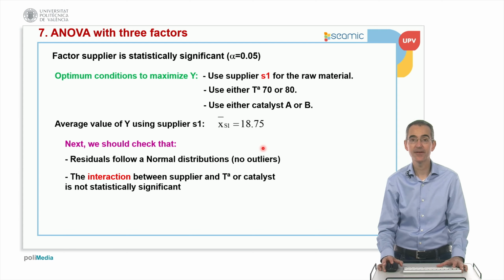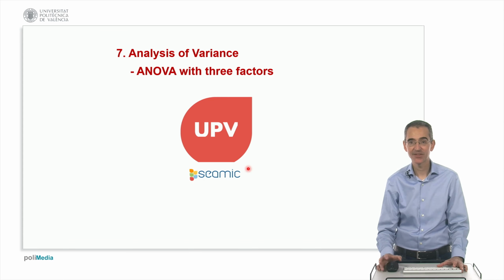And also, finally, there's something else that we should check. We should check that the interaction between supplier and temperature, or the interaction between supplier and catalyst, is not statistically significant. This is something that I will explain in the next videos. Okay, what is the interaction? Well, this is something that will be explained in the next video.